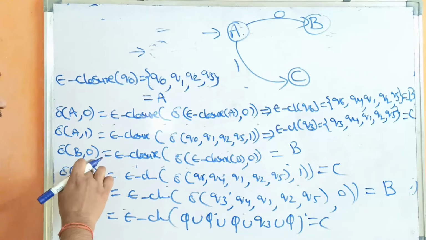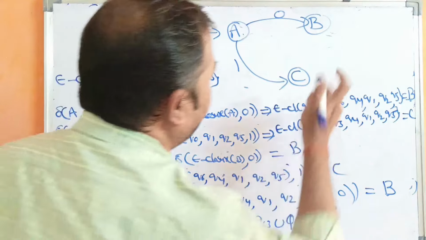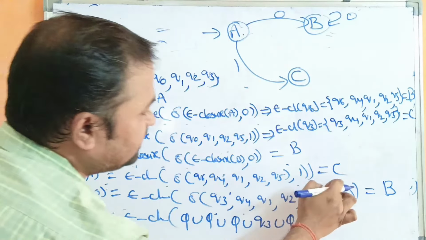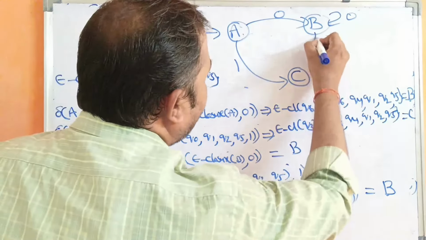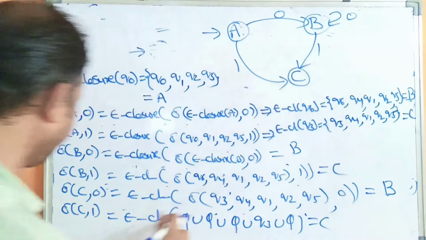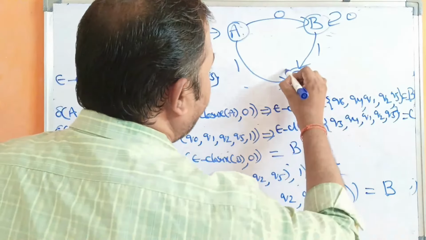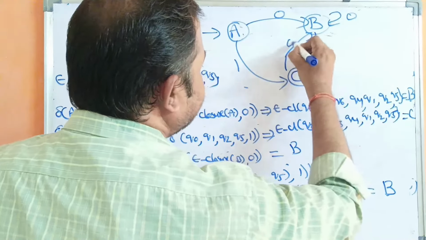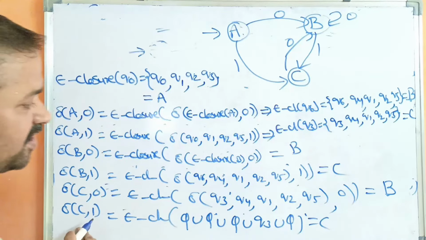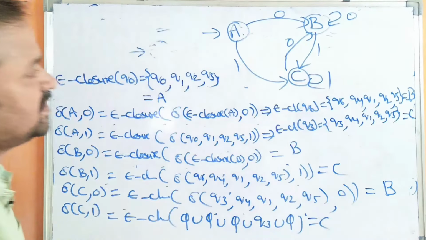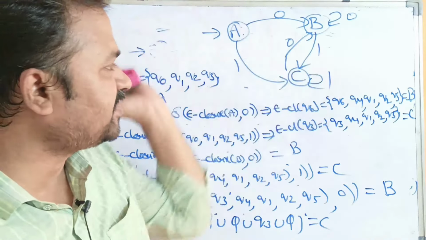Next, if we apply 0 on B, then the state is B only, so self transition. If we apply 1 on B, then the state is C. If we apply 0 on C, then the state is B. If we apply 1 on C, then the state is C, so this is nothing but a self loop on 1. Okay, so this is the required DFA for that problem.